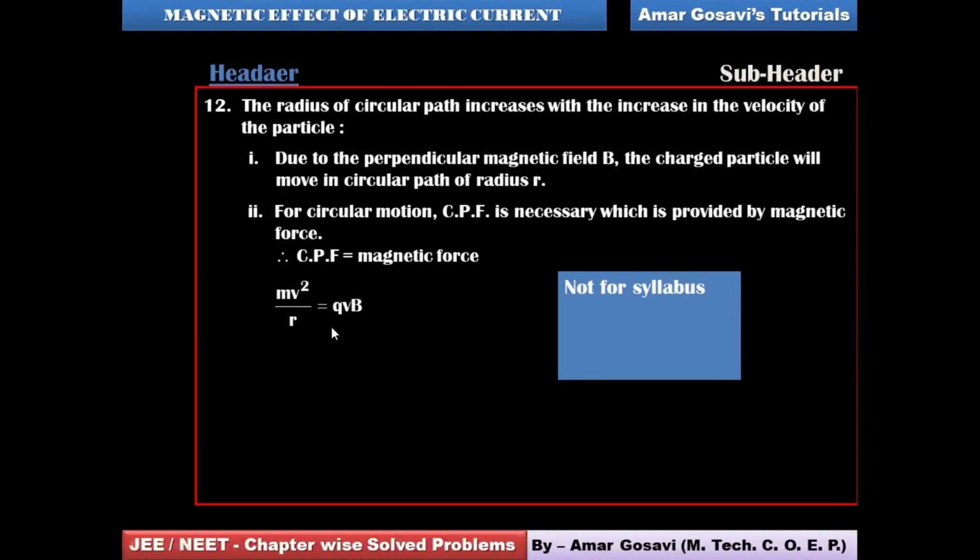When you shuffle this, one v will get cancelled, and mv by r equals qB. So ultimately I can put r into qB equal to mv, which gives me the equation for the radius of the circular path which this particle follows, and that radius will be given by mv by qB. You can have a look at it. Radius will depend on the mass and velocity, and is inversely proportional to the charge and the magnetic induction. Please make a note of this, friends.